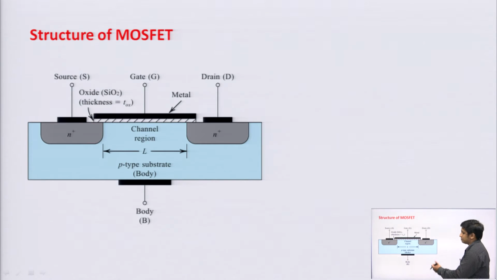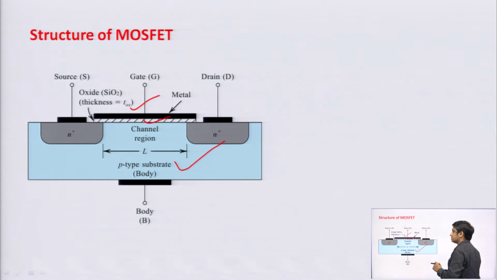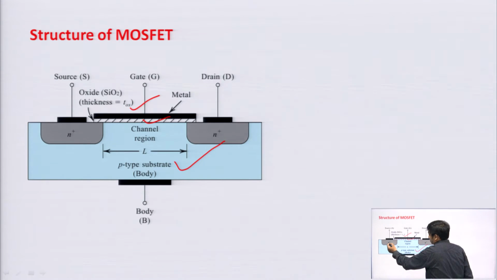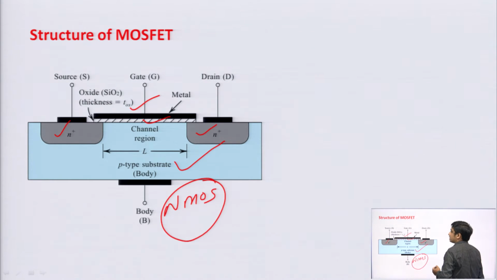Structure of MOSFET. Because of this structure, it is called MOSFET, metal oxide semiconductor. There is a metal, there is an oxide layer, there is a semiconductor. That is why it is called metal oxide semiconductor field effect transistor. And your source and drain are heavily doped, that is N plus. This is the structure of NMOS. In NMOS, the substrate is P type, and this NMOS will be on when we apply positive voltage at the gate terminal. In that case, the channel is induced.